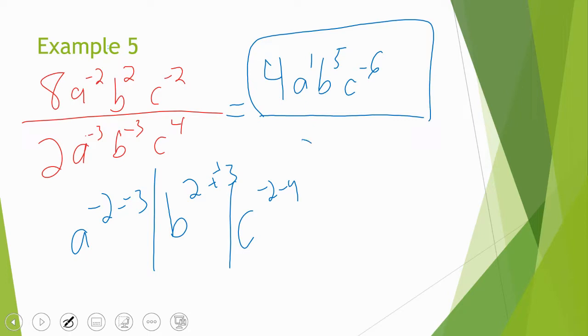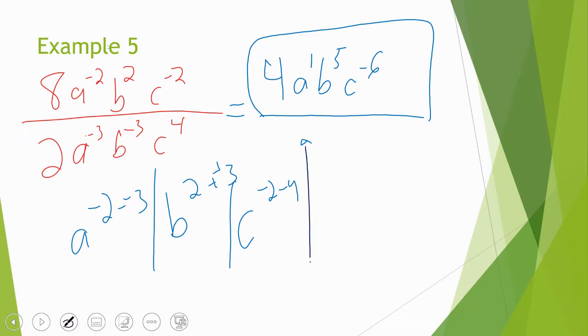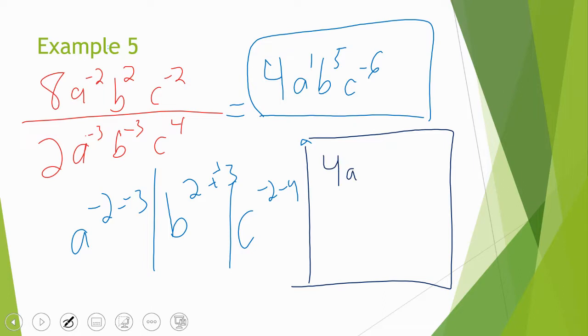We got to do one change, and hopefully got enough room here. I feel like I should do a different color, maybe. Whatever that color is, we'll go with it. All right, so it is just 4A. We don't need to say the 1, B to the 5th over C to the 6th.